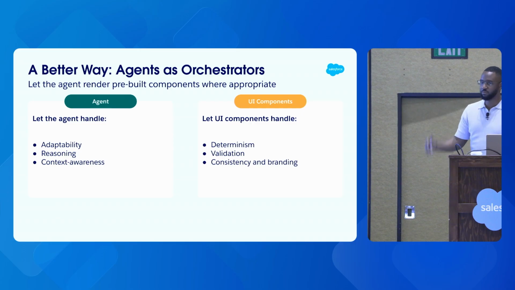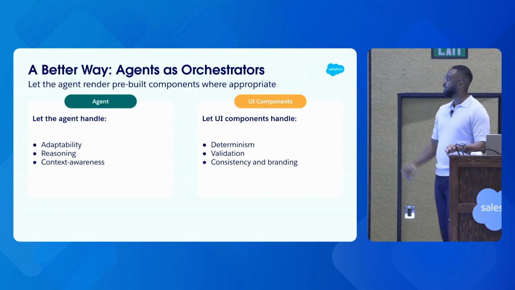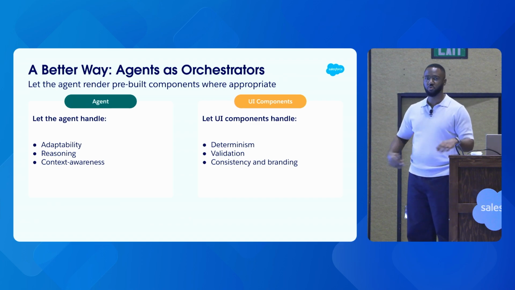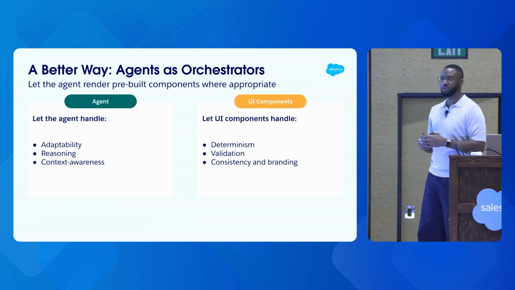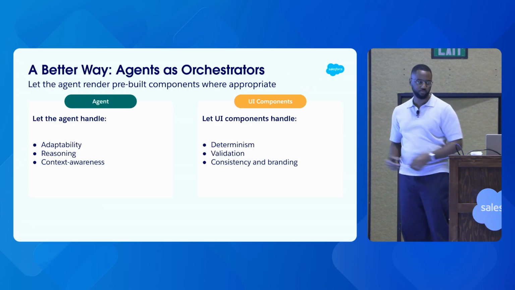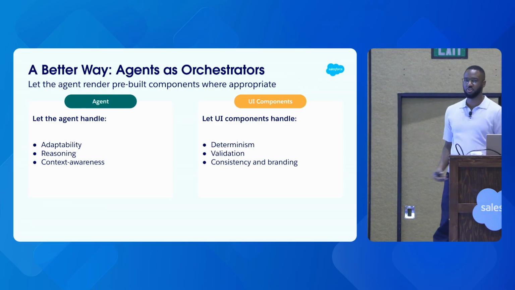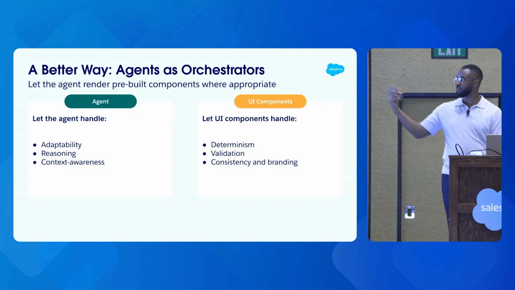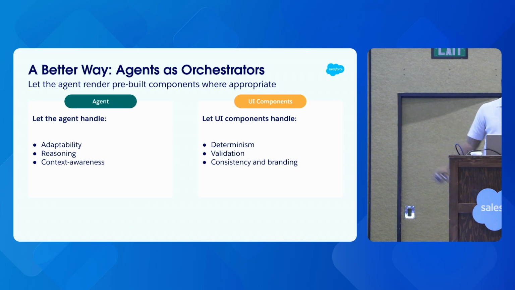And the benefit to this approach, to letting agents do orchestration and UI components do display, is that your UI part is deterministic. It always looks the same. It's always valid. You can test it because you already wrote it. And it's going to have your brand because, again, you built it.